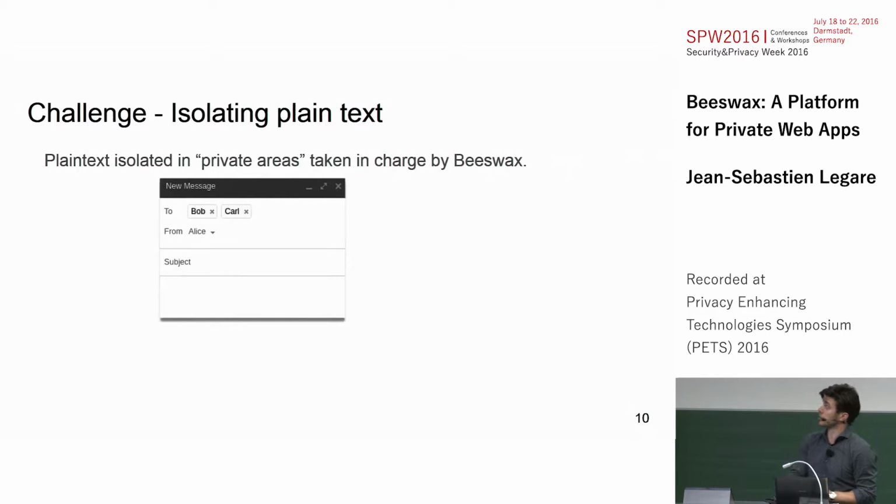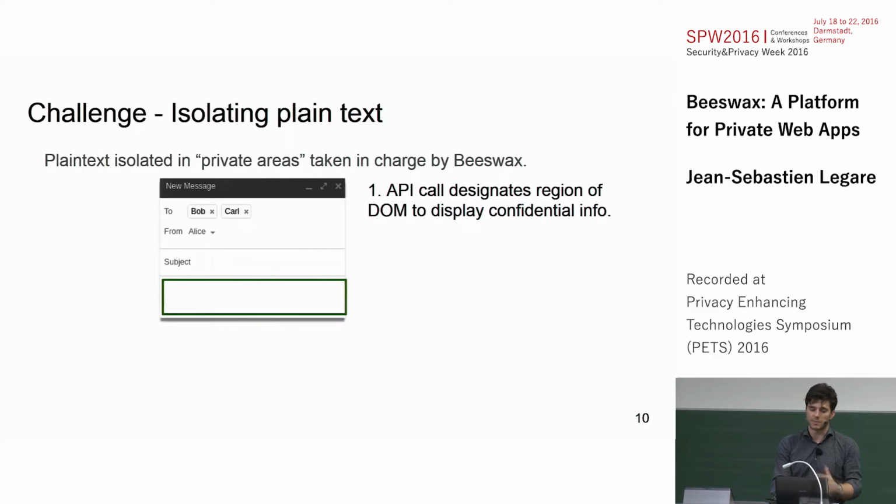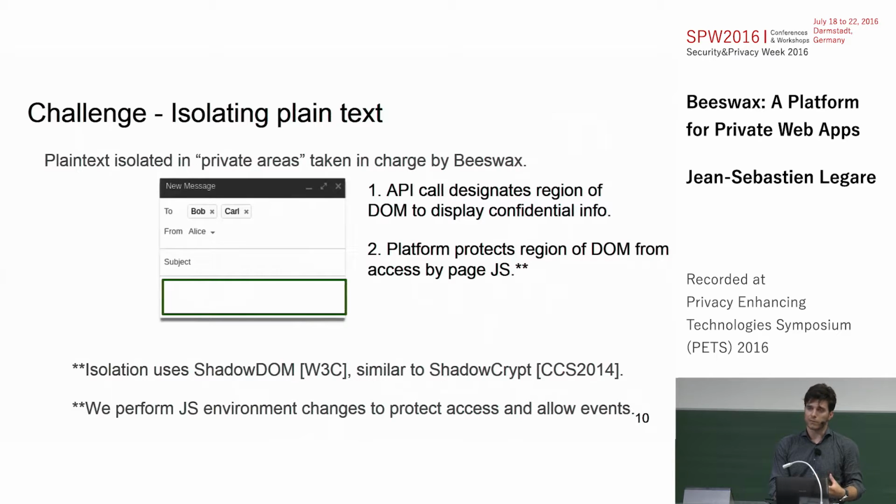So imagine you have this application which lets a user talk to two friends securely. The way it would work in Beeswax is we define something called a private area. It's defined by the application. There's an API call, and the application says, I want the message to be encrypted only for these two users. So I'm going to define this box. You pass the DOM element. It creates what's called a private area. And from that point on, the platform prevents the application from accessing the contents of that box with JavaScript or other methods. And the isolation technology we use is Shadow DOM.